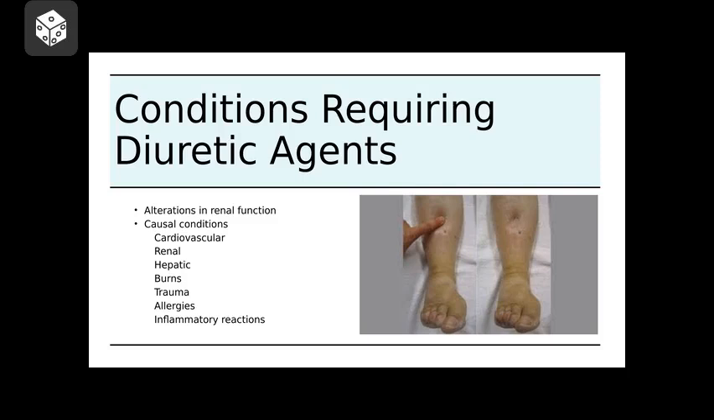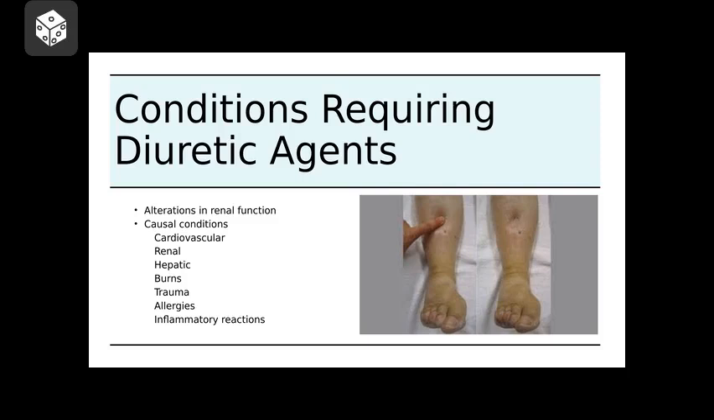Some other conditions you might see, sometimes some cardiovascular disease. So hypertension, heart failure, sometimes fluid buildup from liver failure. Those can be helped by diuretics. Burns, traumas, allergic reactions. Sometimes those lead to a lot of swelling, so we can use a diuretic to help decrease a little bit of that swelling or edema.